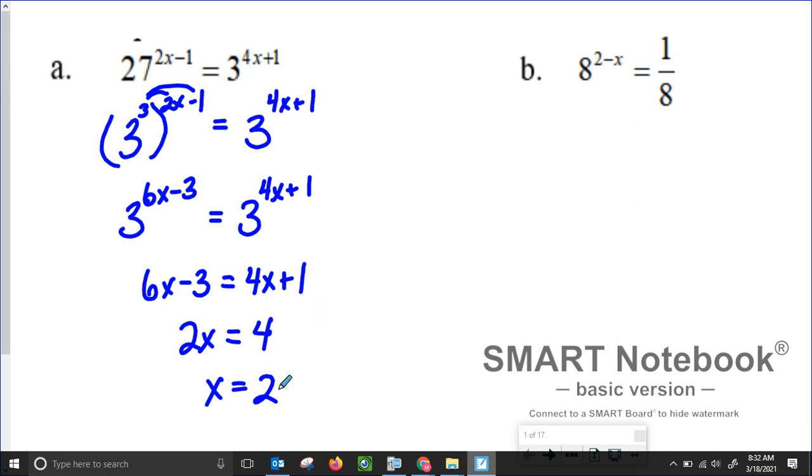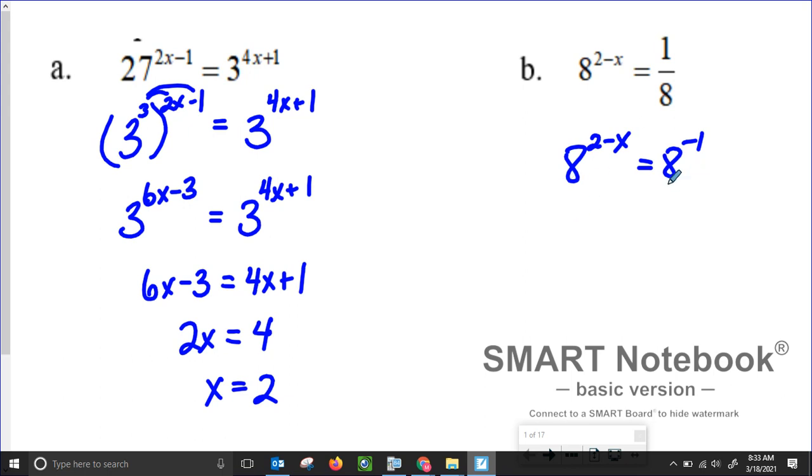We do similar over here. Since these are obviously both able to do 8, you could do 2 as well. You could change this to 2 cubed and this to 2 to the negative third power. But we don't have to. They're both 8, so we can just leave this as 8 to the 2 minus x, and this is 8 to the negative first power.